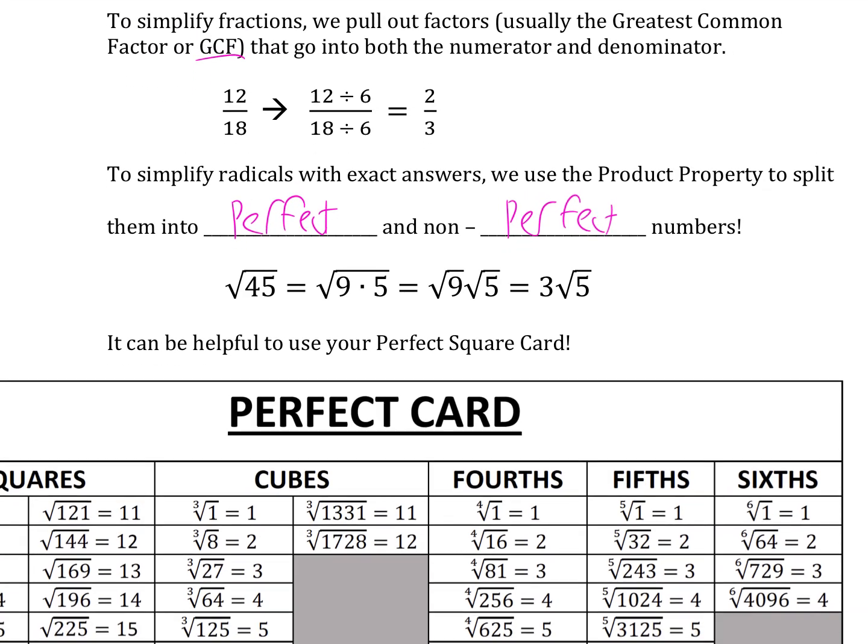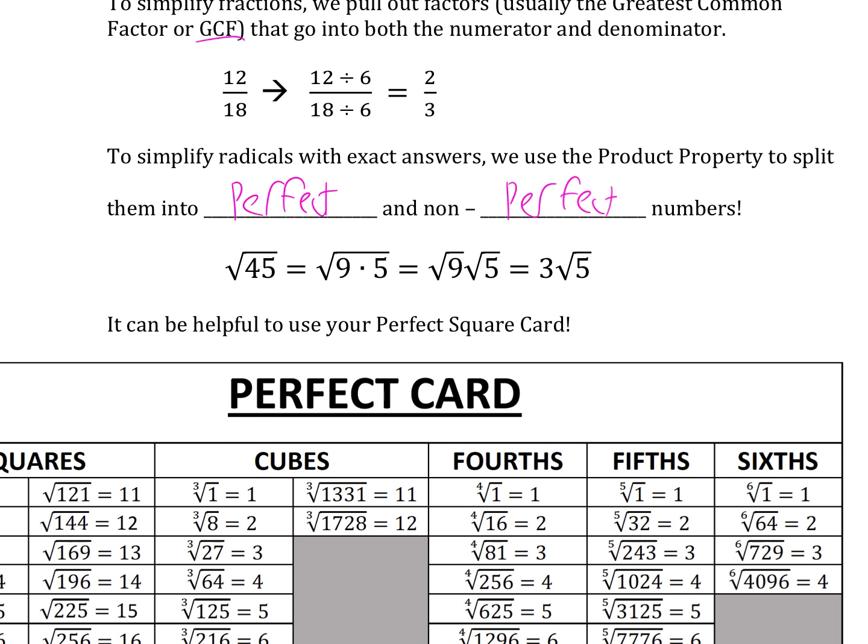We have 45, right? So 9 times 5 is 45, right? Well, what's nice about that, what's the square root of 9 going to be? We can split it up here. We get square root of 9 times square root of 5. Square root of 9 is going to be 3. So now we have 3 times square root of 5. Square root of 5 doesn't have a nice number that goes into it. It's an irrational number. But if we can pull out all the perfect squares that go into it, that's the way we reduce radicals, just like we would with fractions by pulling out the greatest common factor.